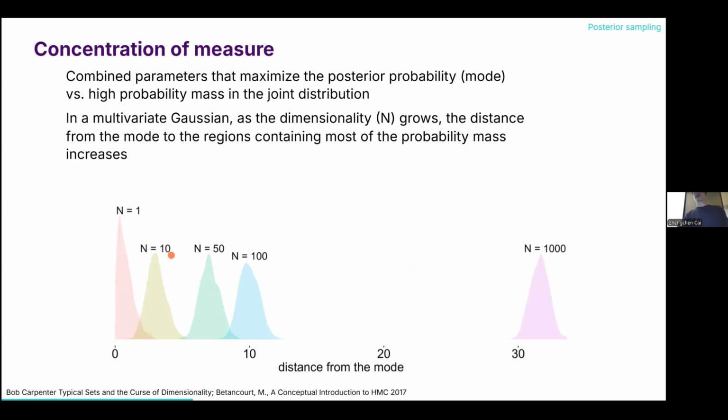And when I increase the dimensionality, it becomes farther and farther from the mode. What does it mean? It means the region you want to sample, which contains the high probability mass, becomes farther and farther from the mode, okay? So it's not simply doing a gradient descent, going to the mode and then sampling around, which will not give you what you want.